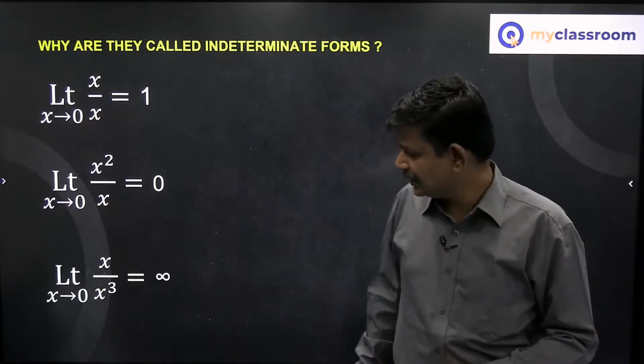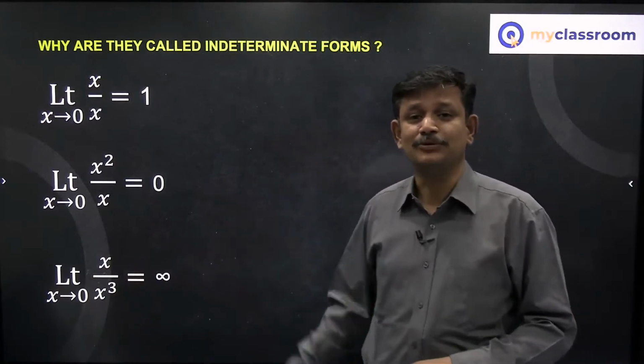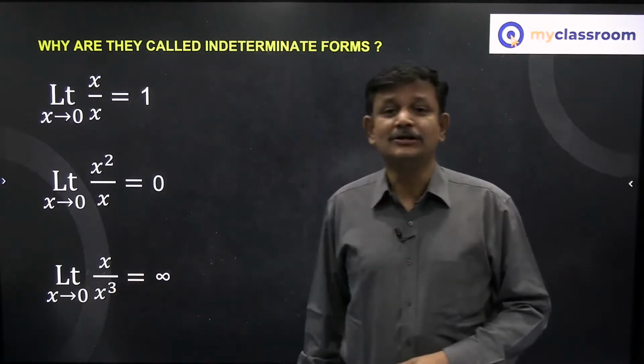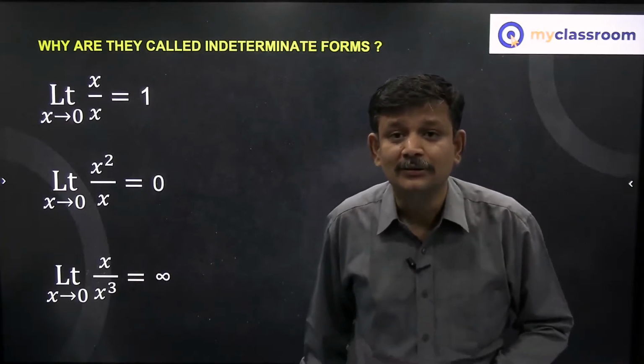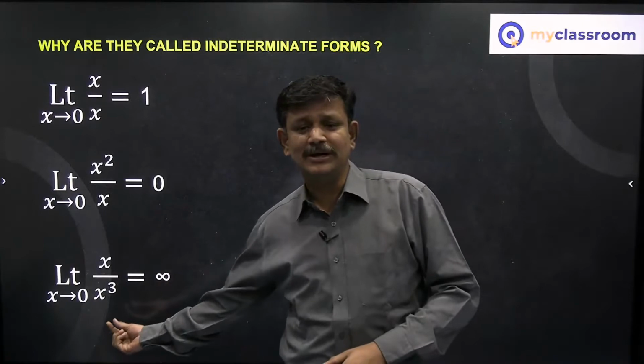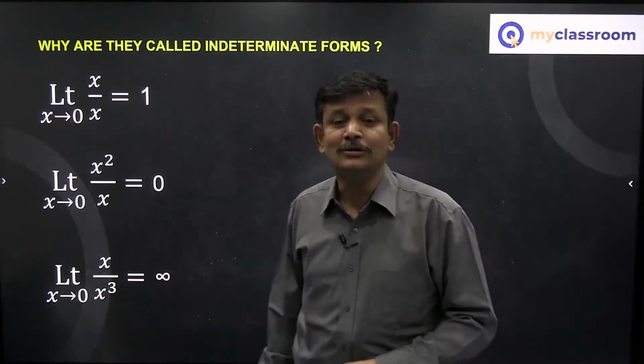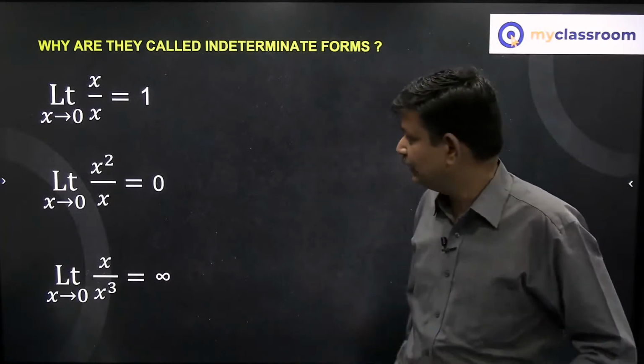0. Another example, limit x tending to 0, x by x cubed. Numerator is approaching 0, denominator is also approaching 0. x gets cancelled, you are left with 1 by x square. Denominator is a small number, numerator is 1, so what will be the ratio? Infinity, it will be plus infinity.